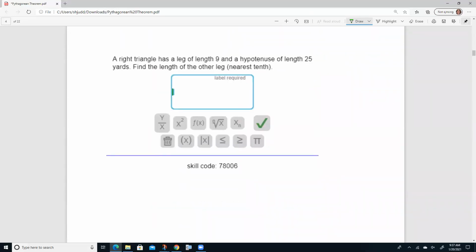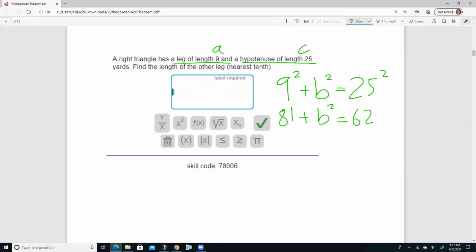All right, let's look at this one. We've got a right triangle that has a leg of 9, so I'm going to call that A, and a hypotenuse of 25, so we call that C. So 9 squared plus B squared equals 25 squared. 9 squared is 81, plus B squared, we don't know what it is yet, equals 625. So again, on this one, we're going to have to subtract. And B squared will be equal to 244.